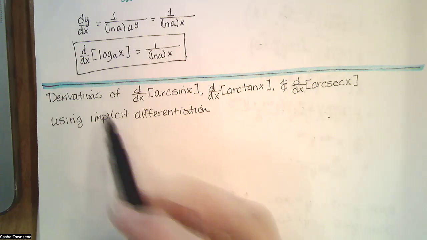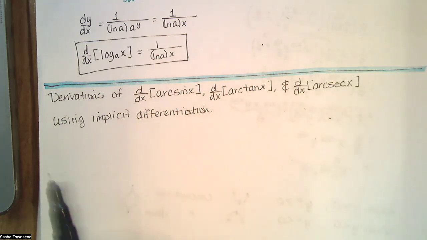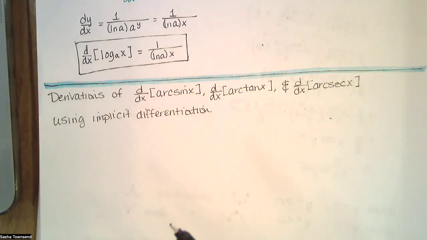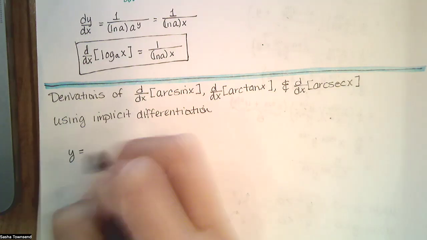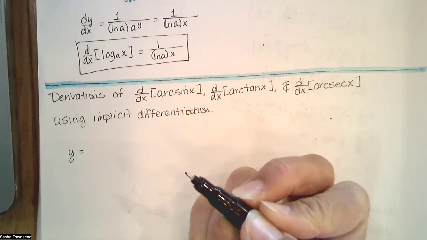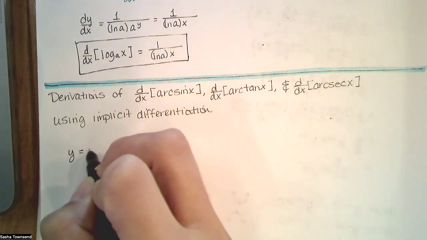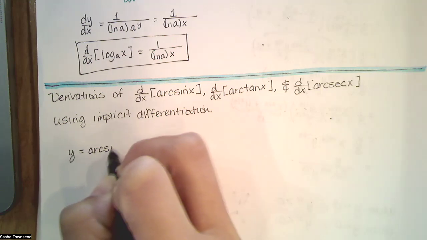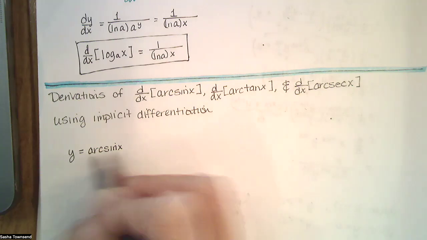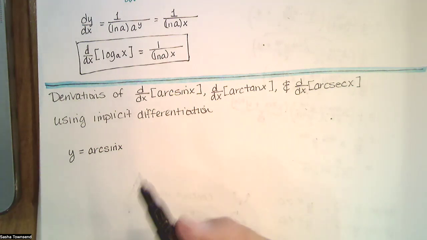In this video, we complete the derivations of the derivatives of arcsine, arctangent, and arcsecant using implicit differentiation. Because we know the derivative of sine, tangent, and secant, we just don't know the derivatives of their inverse functions. Let's say we start with y equals arcsine of x, and we want to write that equation in terms of functions we know the derivative of.